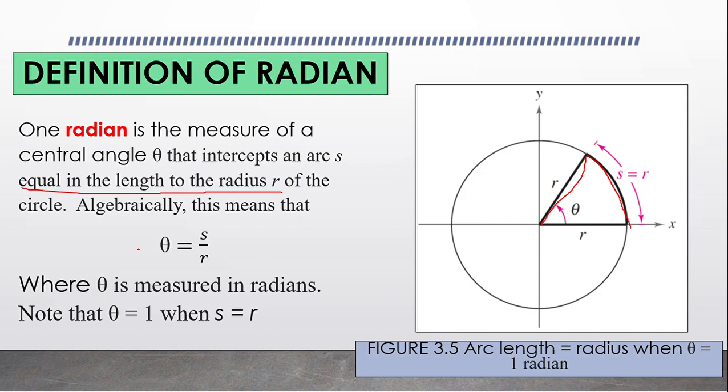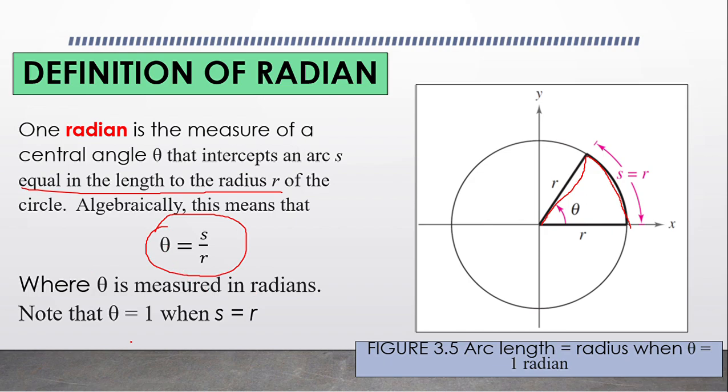This means that theta, our angle, is equal to arc length over radius. So our central angle theta is equal to S over R, where theta is measured in radians. So theta is in radians, we have no degrees. Remember, for angles we can use radians. What we know so far is degrees, but here we will use radians first.